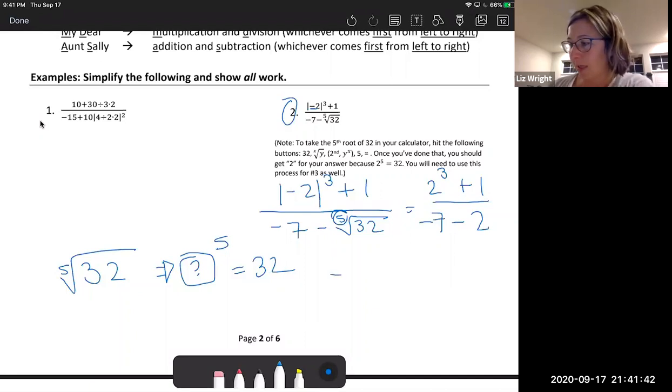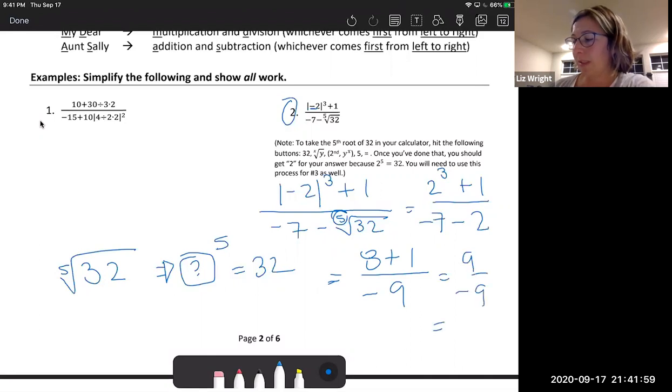Okay, so then we've got what's left in the numerator. We have 2 to the 3rd, which is going to be 8, plus 1. And then in the denominator, we've got -9. And then we end up getting 9 over -9, which reduces to -1. And so that ends up being your answer.